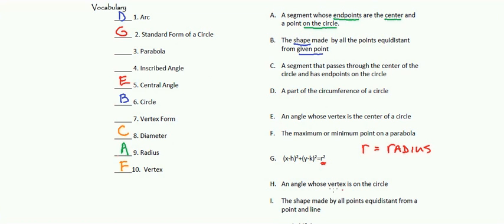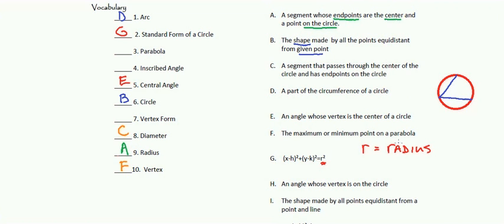Let's take a look at H. H says an angle whose vertex is on the circle. So we're talking about a circle again. Let's go ahead and draw a circle. I'm going to draw it up here. An angle whose vertex is on the circle. So let's go ahead and draw an angle with a vertex on the circle. I'll do the best I can to draw straight lines.